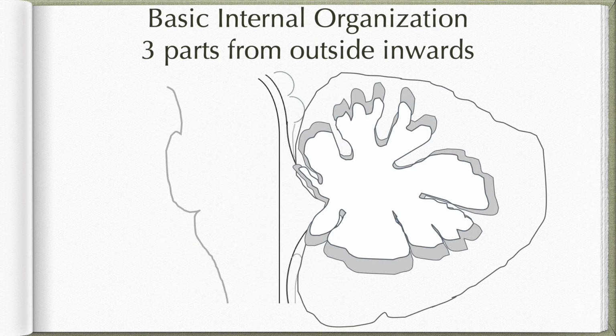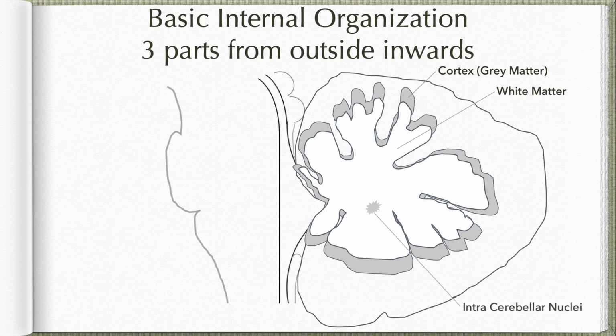Coming to basic internal organization, from outside inwards, the cerebellum has 3 parts. The outermost layer is the cortex, made up of grey matter. The inner core is made up of white matter, and it contains intracerebellar nuclei. The core of white matter branches extensively to reach individual lobules and further to reach into the lamina of each folium. So this will resemble the branching of a tree, known as arbor vitae cerebelli. Arbor vitae actually means tree of life, and cerebelli because it is related to the cerebellum here.